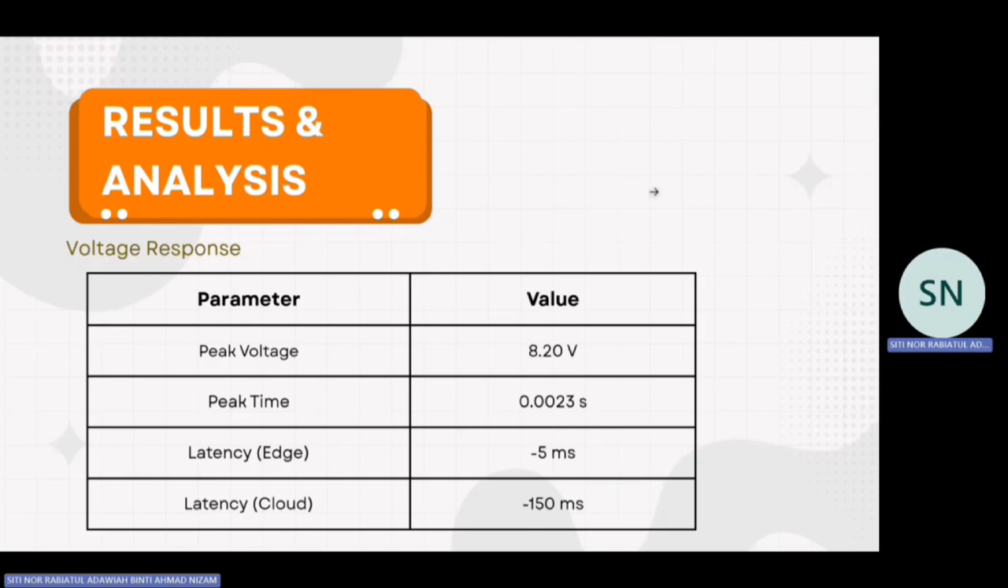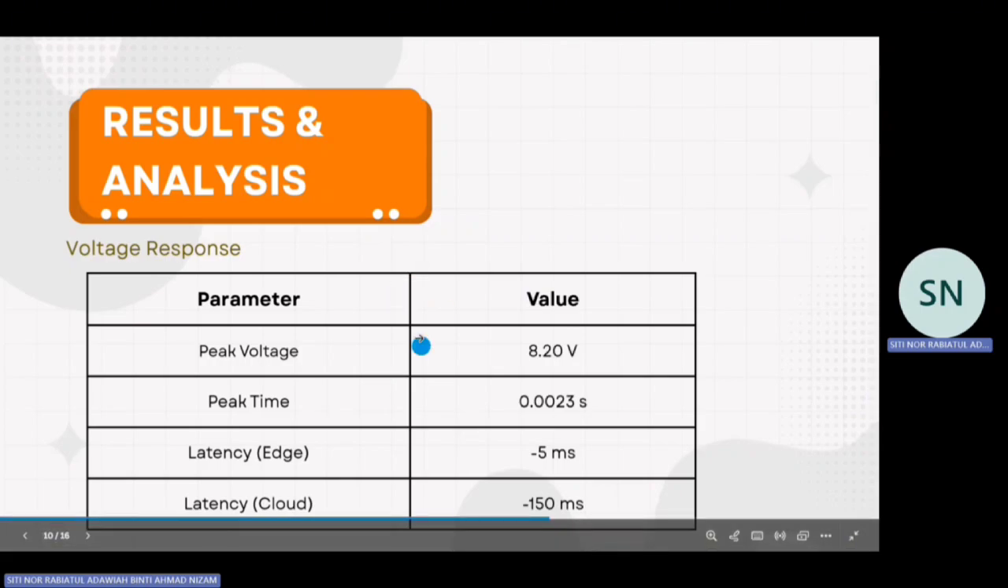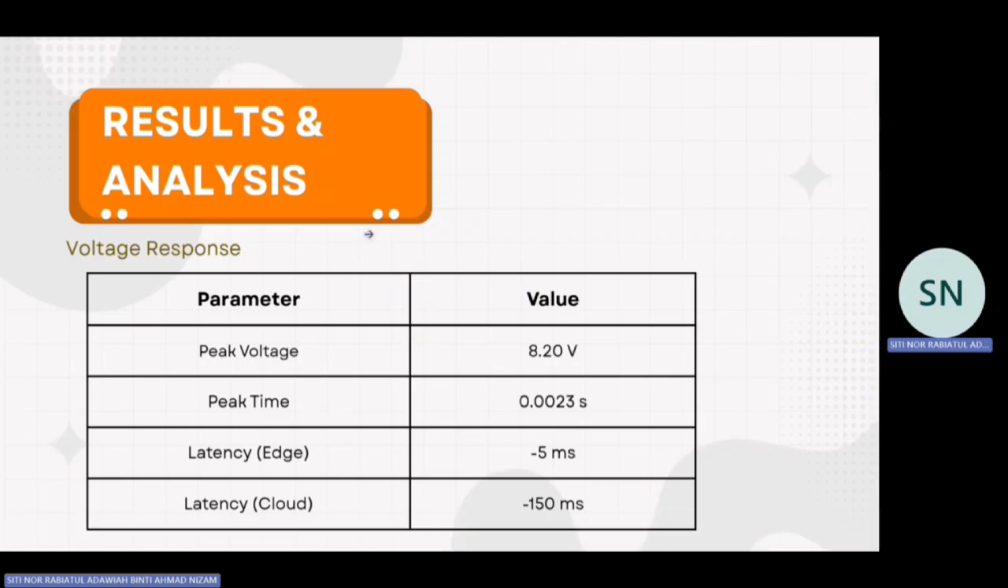So I'm going to discuss the result analysis part. This is the result that we get from the implementation project while using Simulink and also MATLAB. This is the column for parameter and also value. The value for peak voltage is around 8.20 volts, and the peak time is 0.0023 seconds. For edge latency, it is minus 5 milliseconds. And lastly, latency for cloud is minus 150 milliseconds.